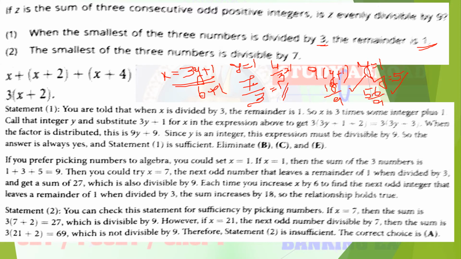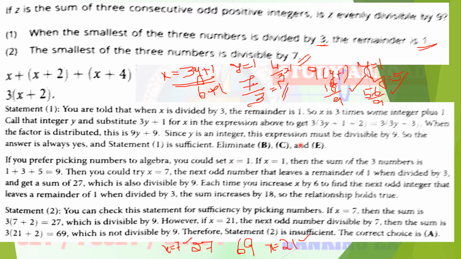So from the second statement, the first answer you will get is 27. The second answer is 69. Here I took x is equal to 21, and here I took x is equal to 7. 7 and 21 are both divisible by 7. So I took them like that. 27: is it divisible by 9? Yes. But 69, is it divisible by 9? No. Two different answers we are getting. Here yes, here no. So from the second statement, it is not possible to determine the answer.